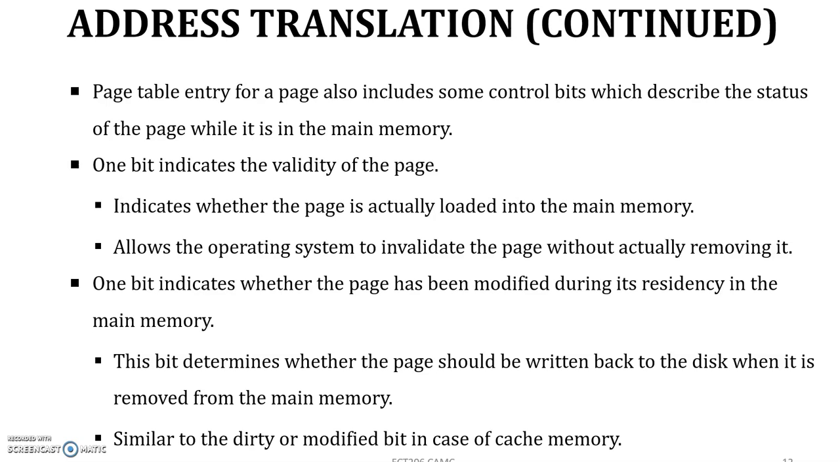Whether the page is available in the main memory or not is decided by the validity bit. If the page is valid, that means the information in the page is valid. The value is indicated by the validity bit. If the page is still in the page table but its content is not correct, then the operating system can invalidate it by using this validity bit.